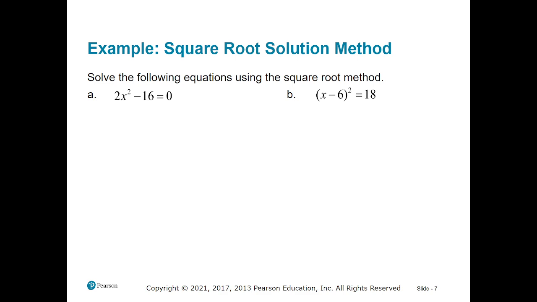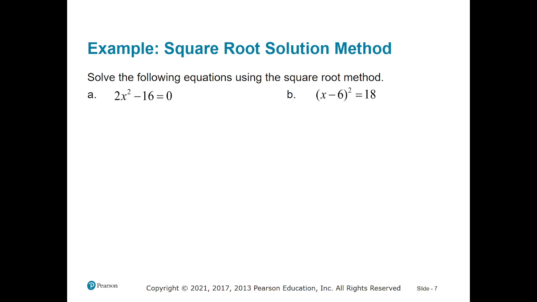And so right now I have this quantity x minus 6 raised to the 2 power, so that's good. And on the right side I have equals 18. So I've got something squared equals a constant number, which means I can take the square root of both sides right now. If I do that, I'll get x minus 6 on the left will be equal to plus or minus the square root of 18.